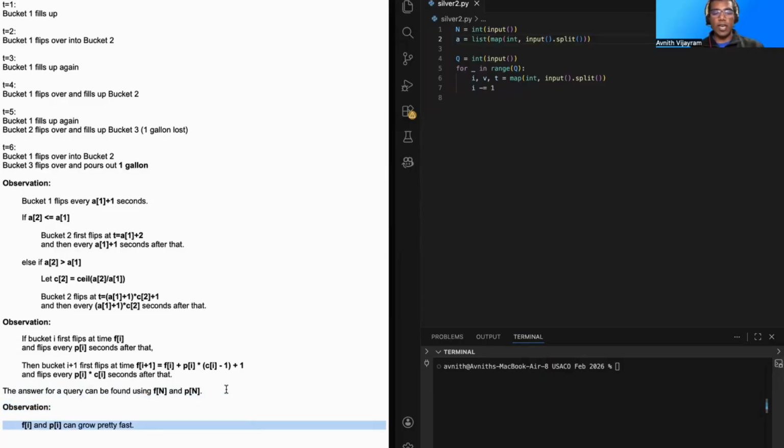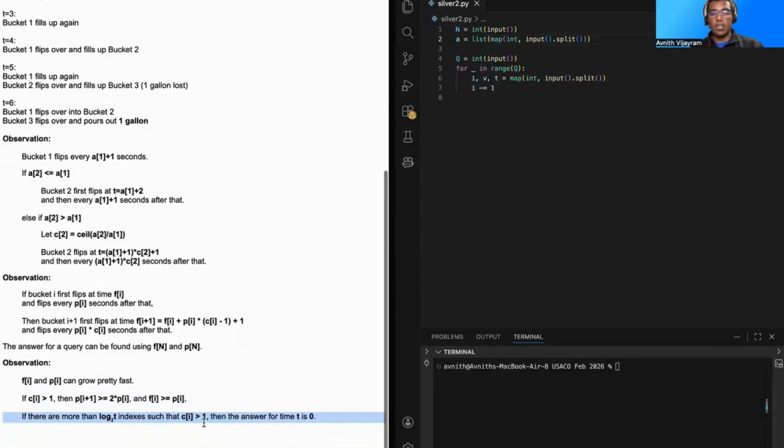And that is, if we just look at F and P, it seems that they're growing pretty quickly, right? And we can actually determine how fast they're growing. So if C is greater than 1, that is, if it takes more than one flip for bucket I to fill bucket I plus 1, then the period is going to be more than double the period of bucket I. And the first time that it flips is going to be more than the period, right? So essentially, every time that C is greater than 1, we double our period, and it grows exponentially because of this.